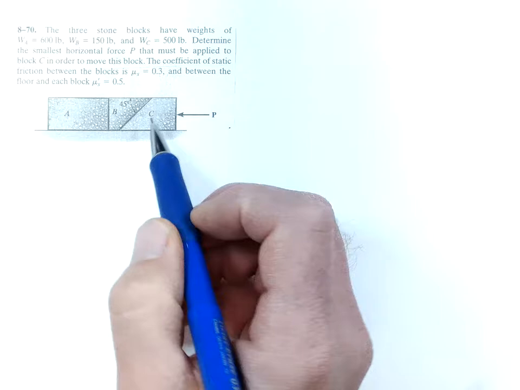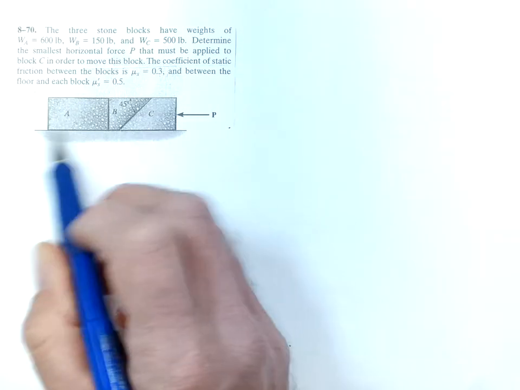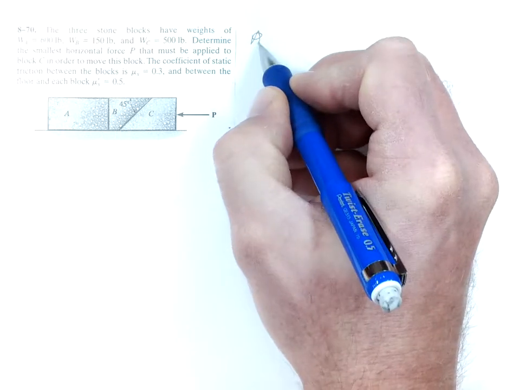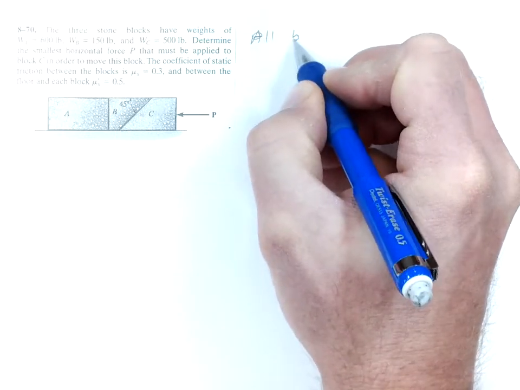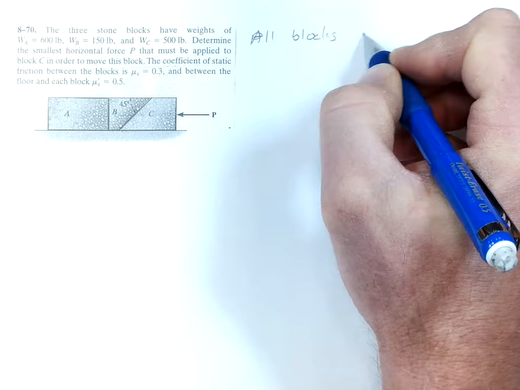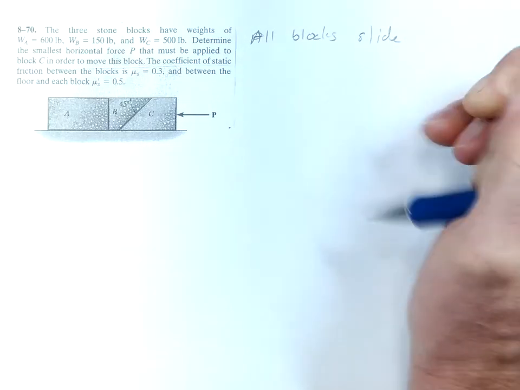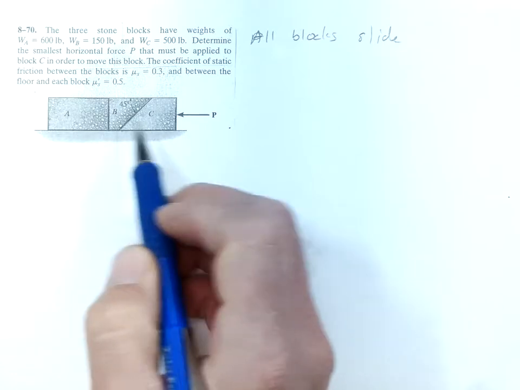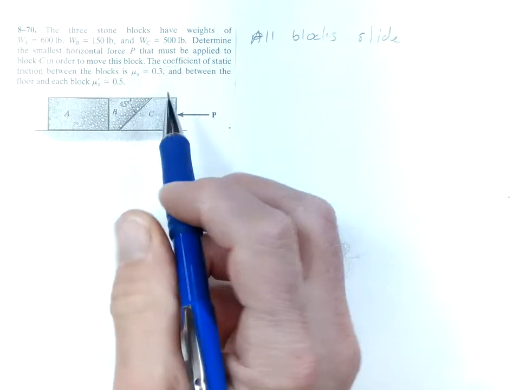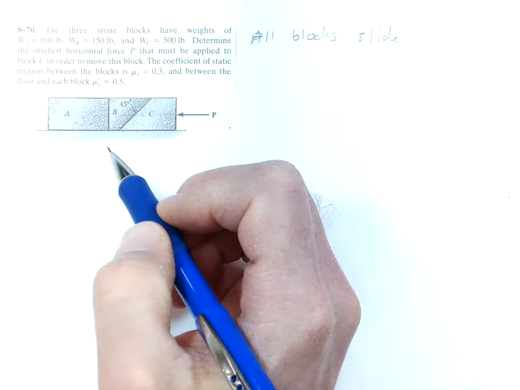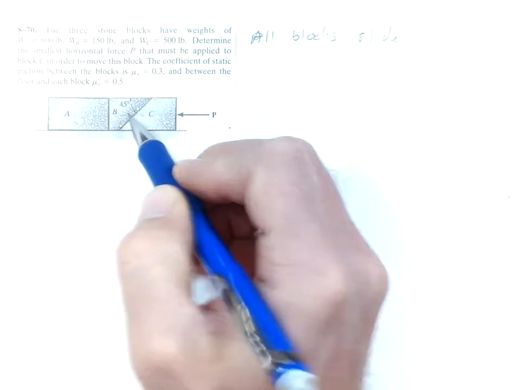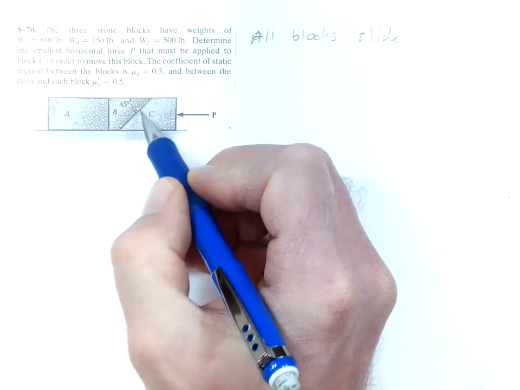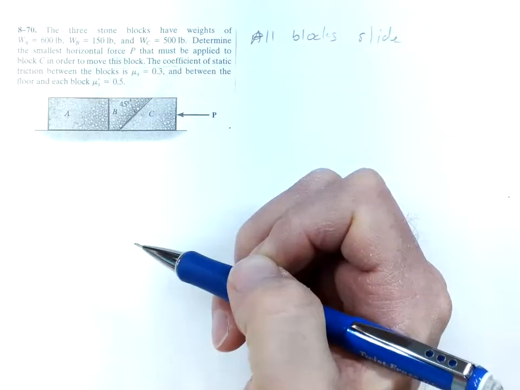So there's 2 options. The first option is the blocks all stick together and they all slide to the left. We'll just call that all blocks slide. Now that's a very simple analysis. We'll do that one first. The second method is A stays still, B pops up, and C slides over, which requires movement at this joint, movement at this joint, and movement at the floor.